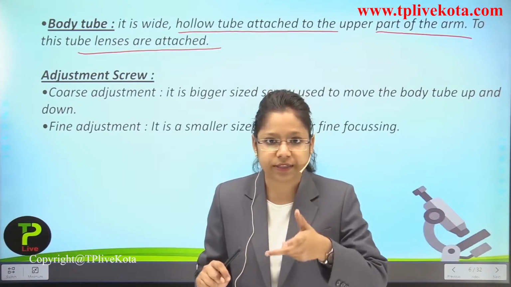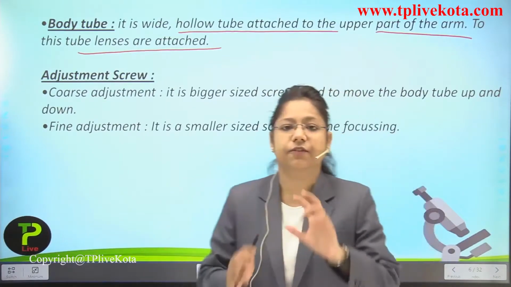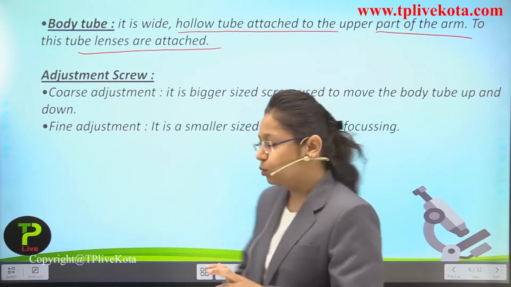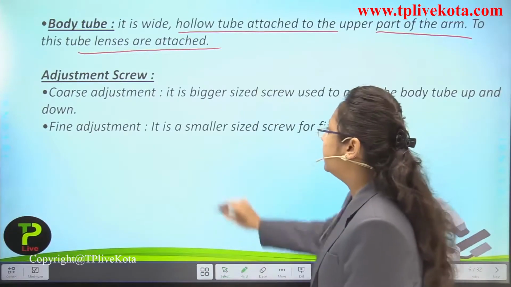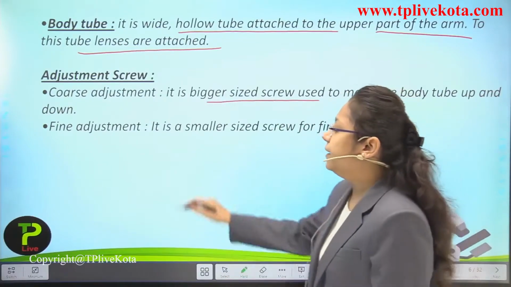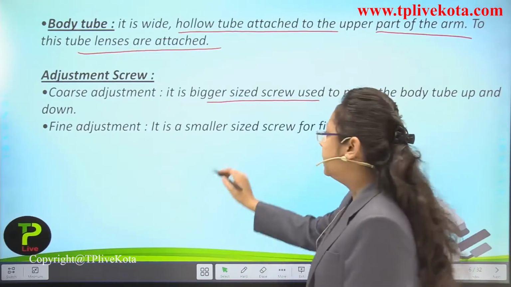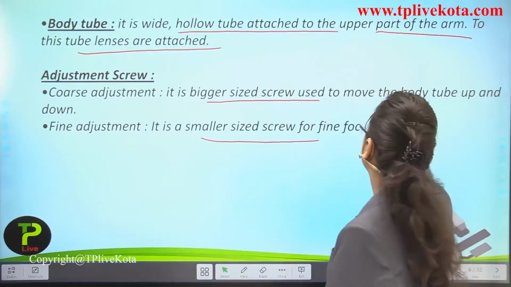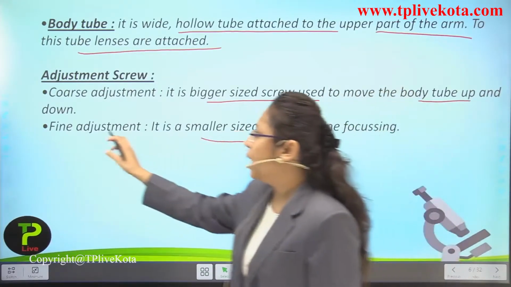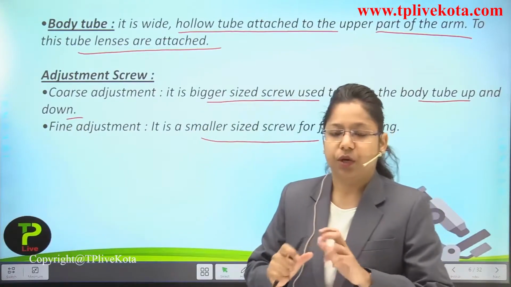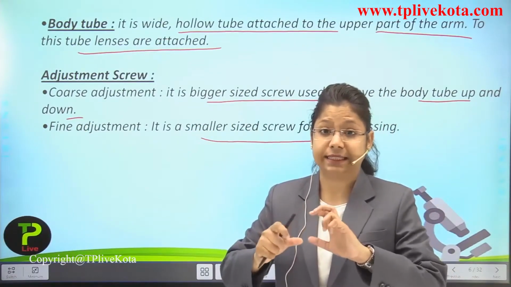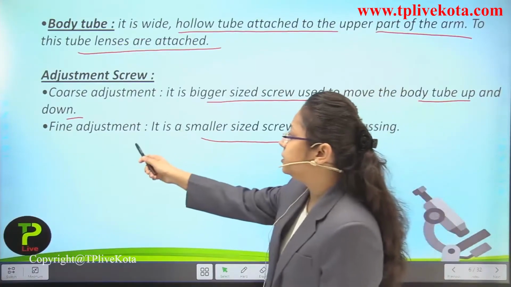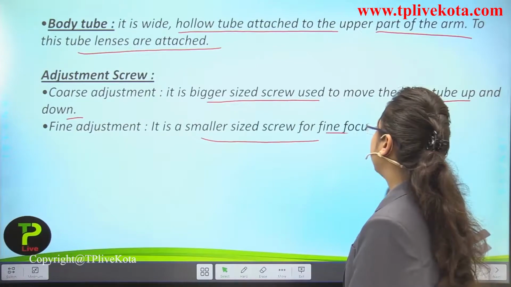First is the coarse adjustment and second one is the fine adjustment. Okay, now what is the great difference between the two? In the coarse adjustment, it is a bigger size screw, and if we talk about fine adjustment, it is a smaller size screw. It is responsible for the up and down movement of the lenses that are fixed there in the body tube. And the fine adjustment is for fine focusing.